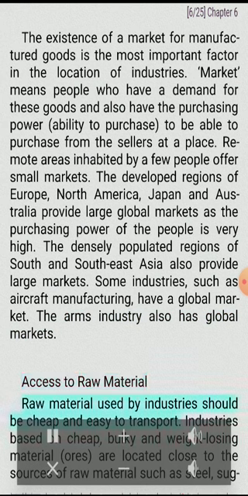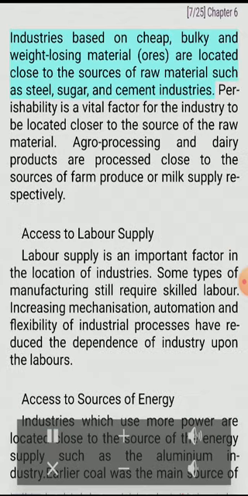Raw material. Raw material used by industries should be cheap and easy to transport. Industries based on cheap, bulky, and weight-losing material, such as ores, are located close to the sources of raw material, such as steel, sugar, and cement industries. Perishability is a vital factor for the industry to be located closer to the source of the raw material. Agro-processing and dairy products are processed close to the sources of farm produce or milk supply respectively.